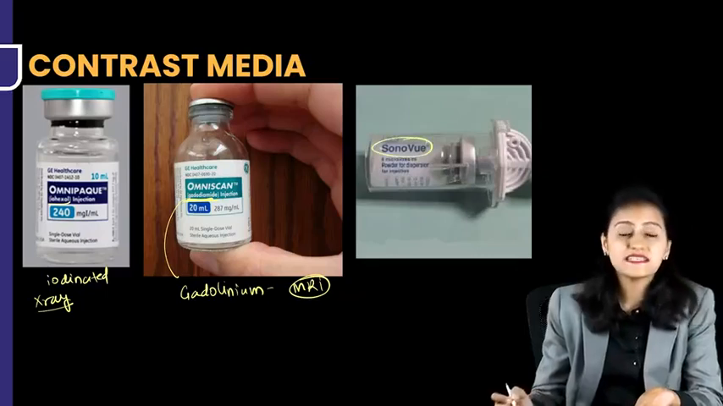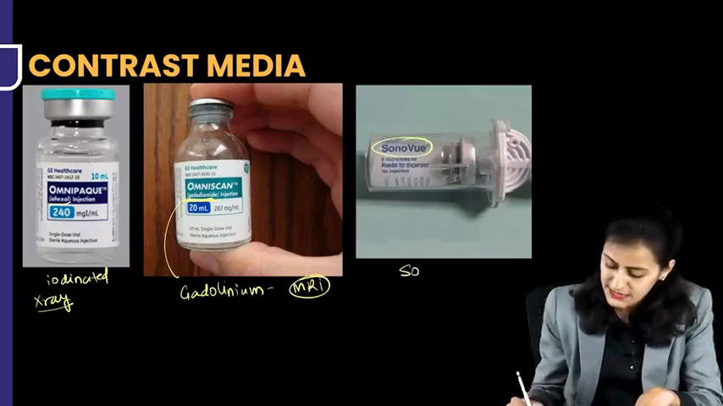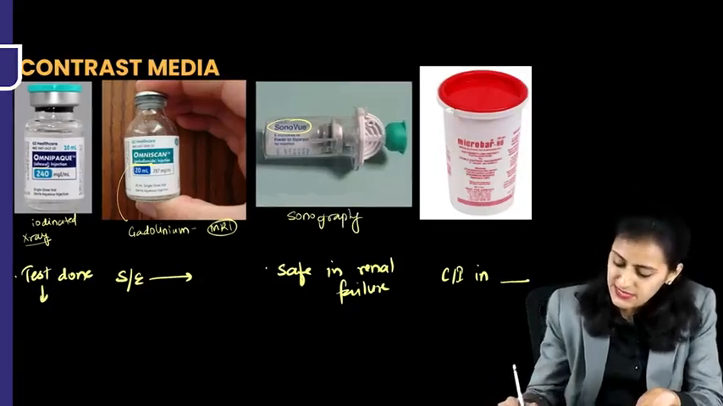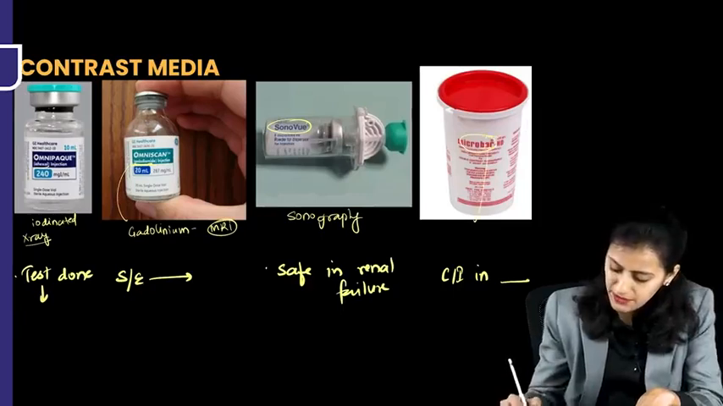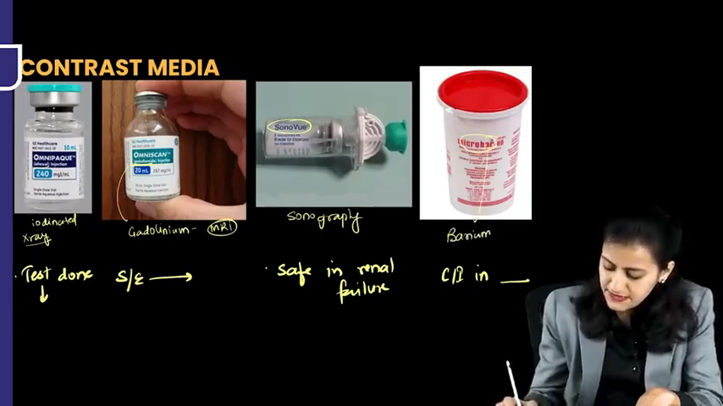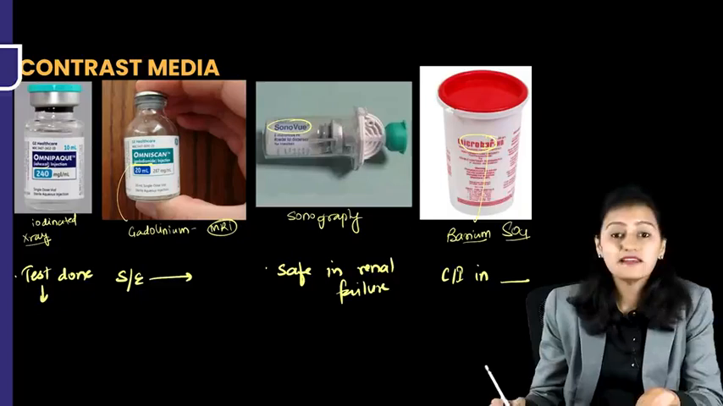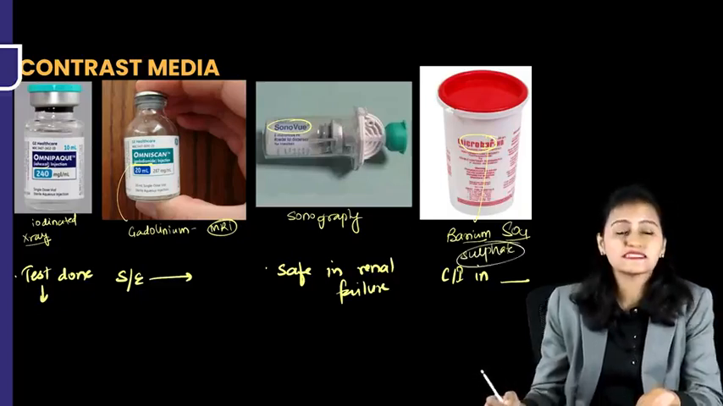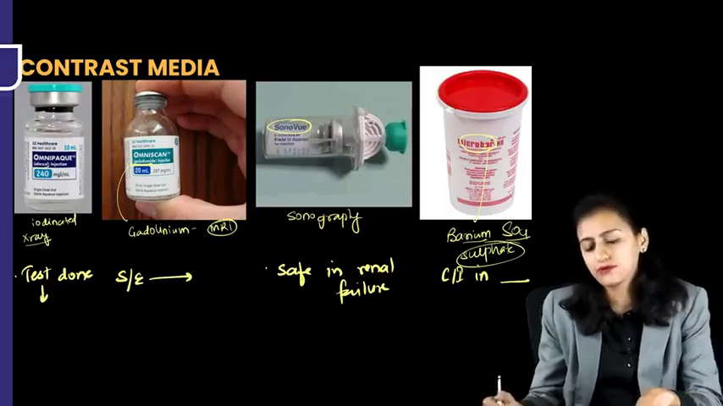And this one which is written here, SonoView, that means this is the contrast used in sonography. And what is the last one here? Microbar. Remember, bar is the barium. This is barium sulfate. Remember, it is barium sulfate, which is the contrast, not barium sulfide or barium carbonate.